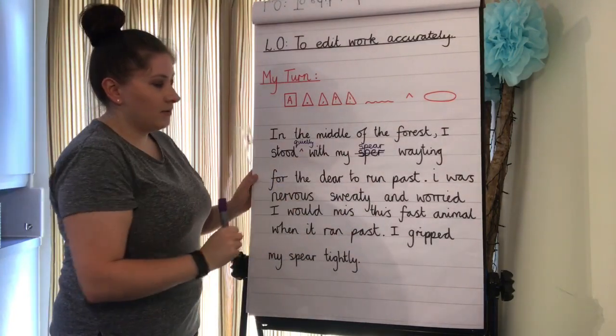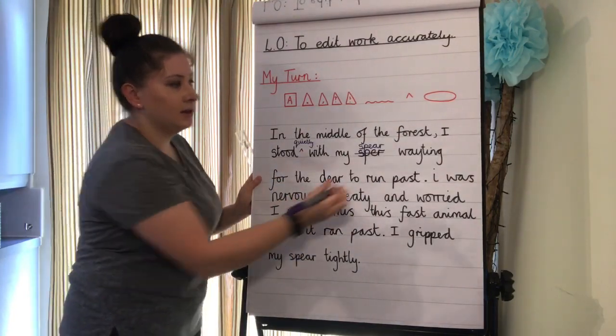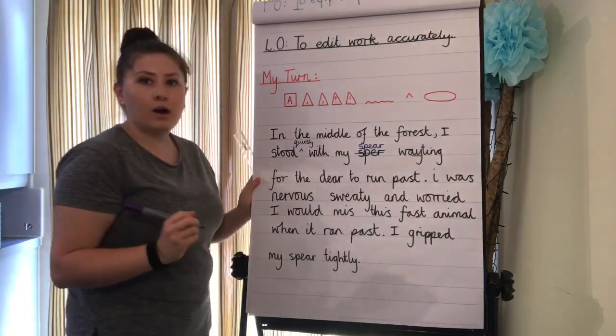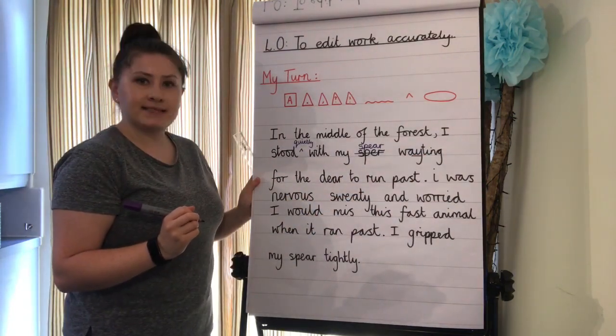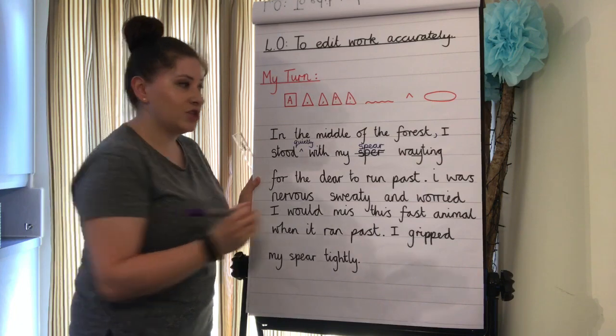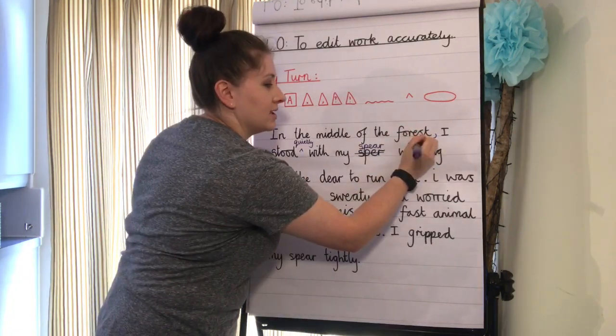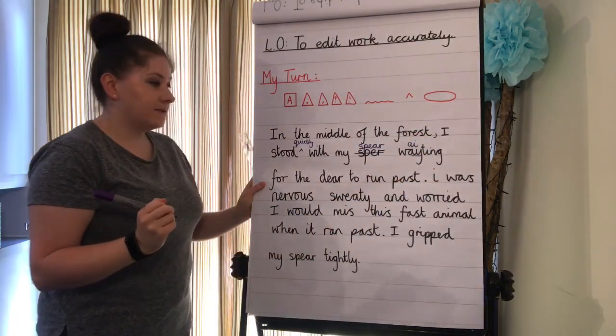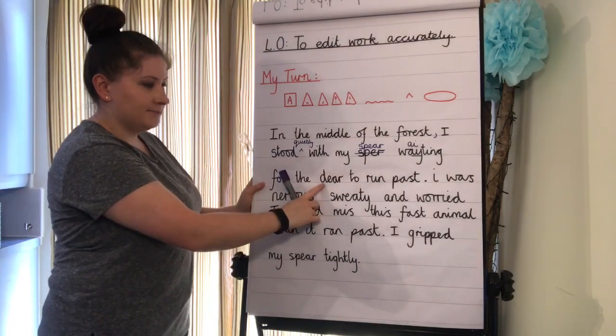Waiting for the deer to run past. Waiting. I've used the AY digraph here. Is that correct? No, it should be AI, so I will change that up here. Waiting for the deer to run past.